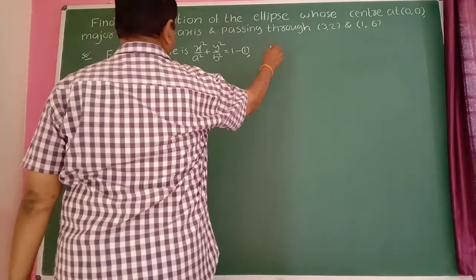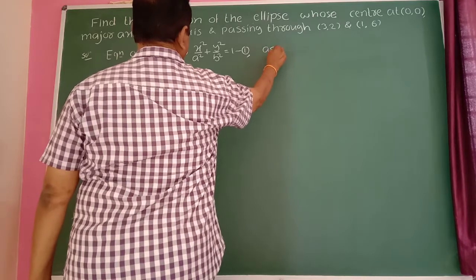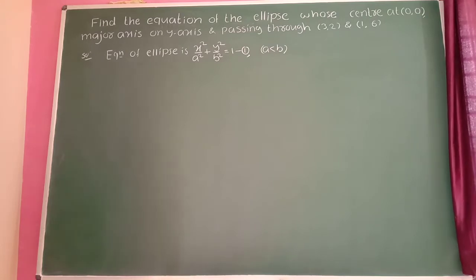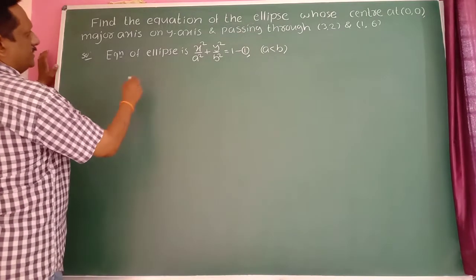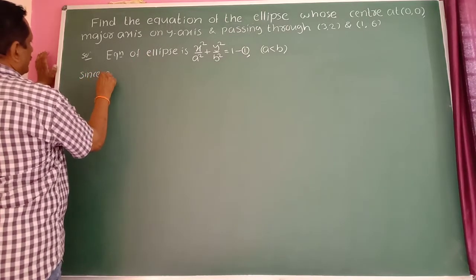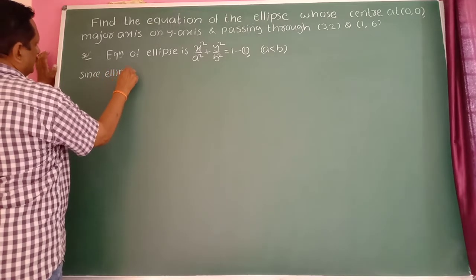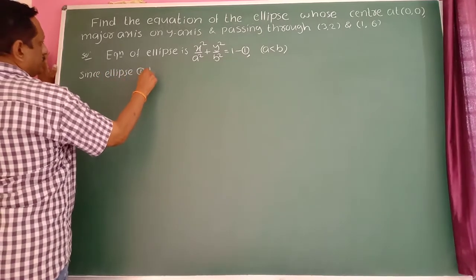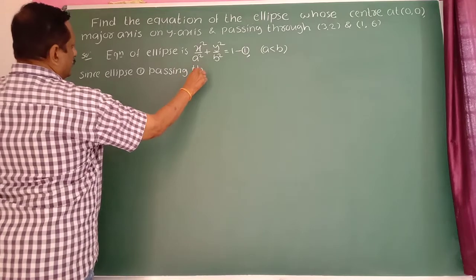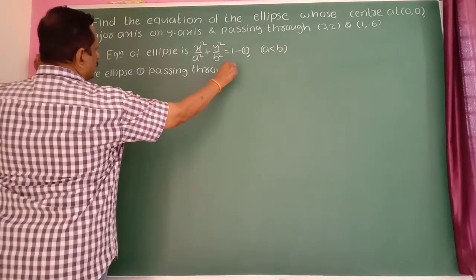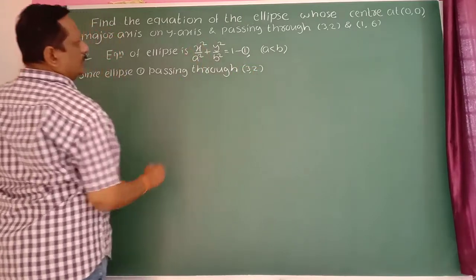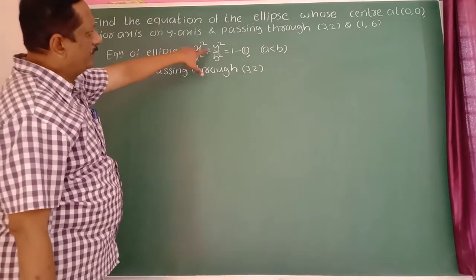In this case, a is less than b because the major axis is on the y-axis. Then obviously a is less than b here. Since the ellipse is passing through the point (3, 2), we take x value 3 and y value 2.